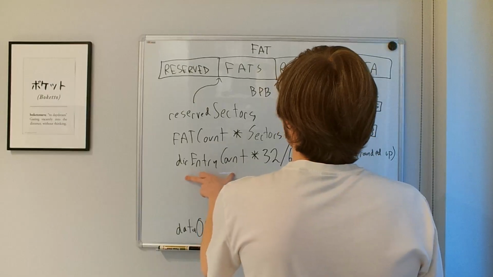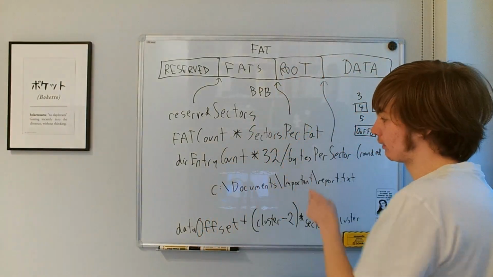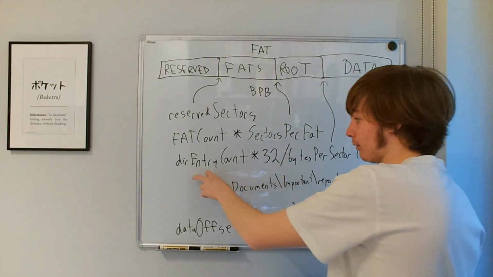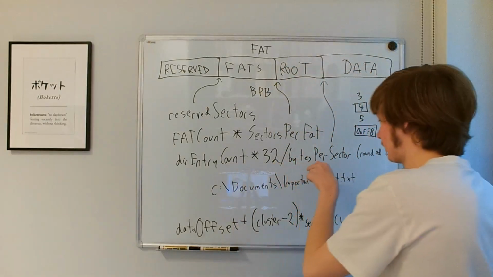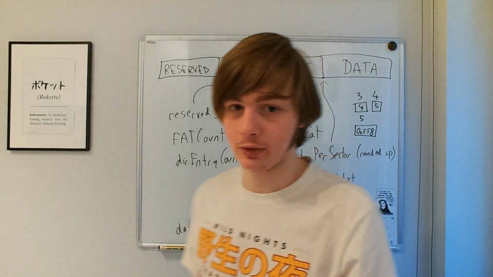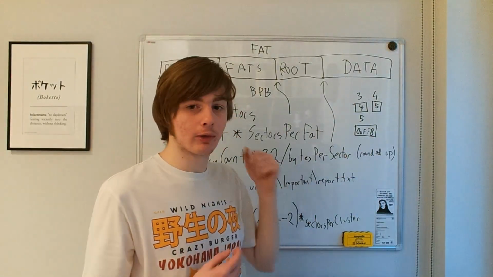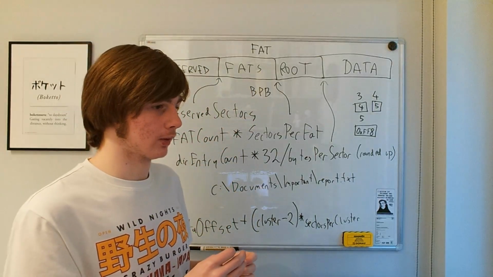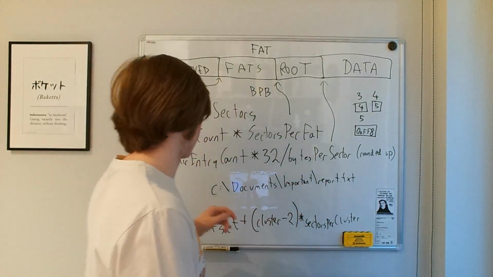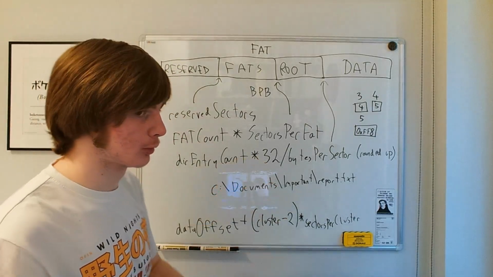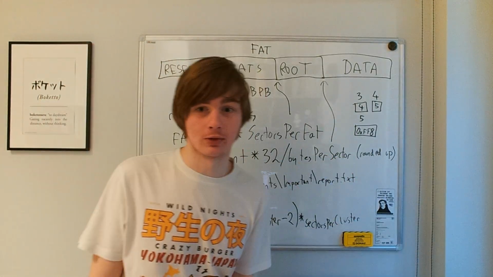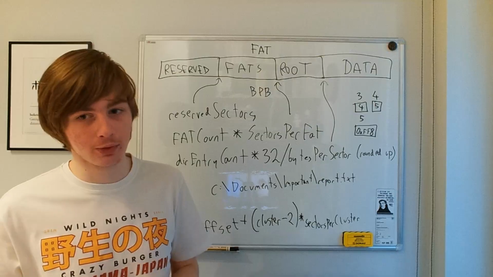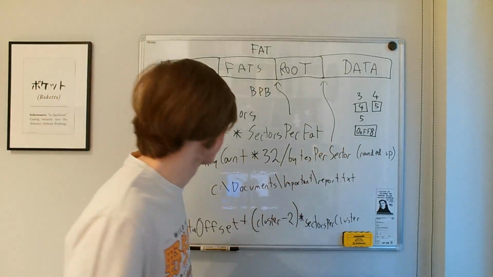And then you can take the amount of root directory entries, you multiply that by 32, because one of those entries takes up 32 bytes, and you divide that by bytes per sector in order to get the sector count. Obviously rounded up, because you can't have one less sector. Let's say that you needed 4.3 sectors for that. You can't have something like that, but you can't have 4 sectors either because it would have some data missing, so you have to round it up to 5.